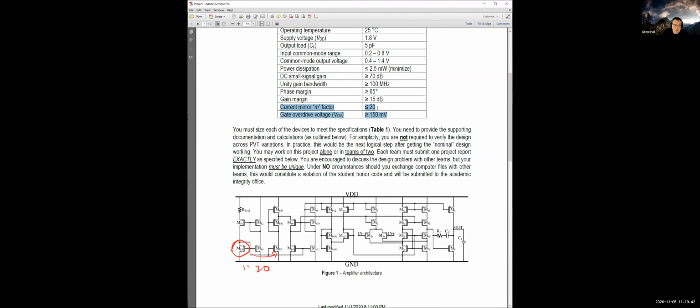Again, we talked about the reason behind this being that we want good matching between the devices. And once we get beyond 20 to 1 or 1 to 20, it becomes very hard to have the devices match very well.